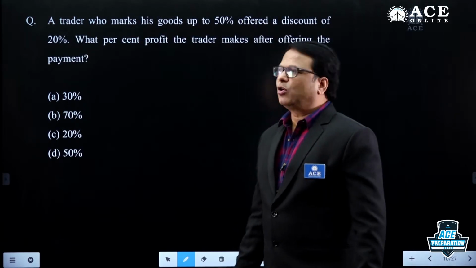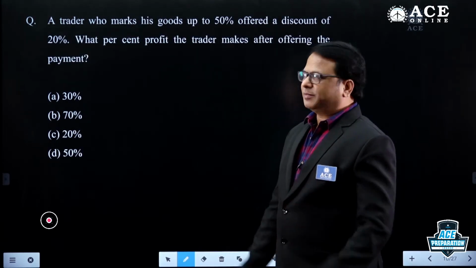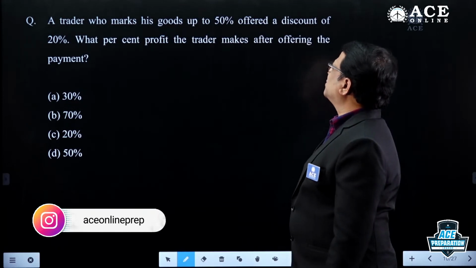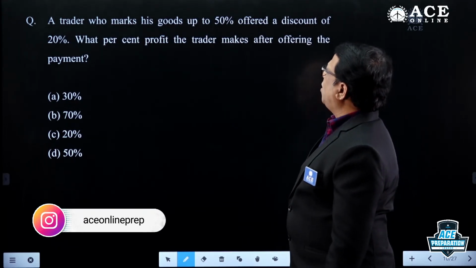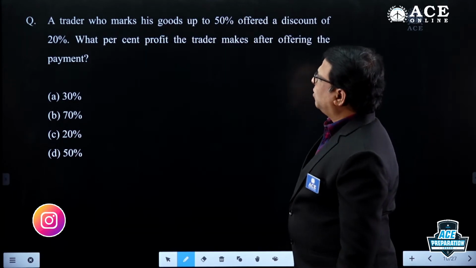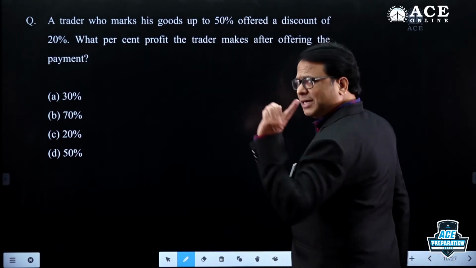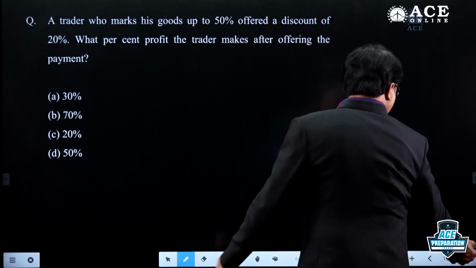Okay, now we go for the next one. A trader who marks his goods up to 50% offered, okay, we have already done this question. Okay, we will go for the next one. We already did this problem, I'm sorry.